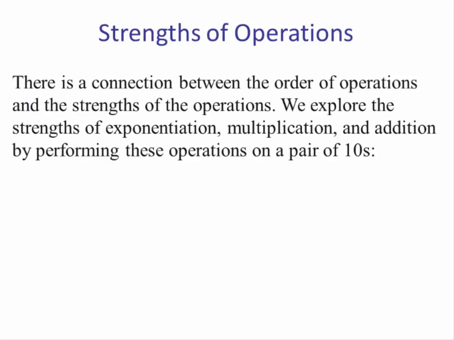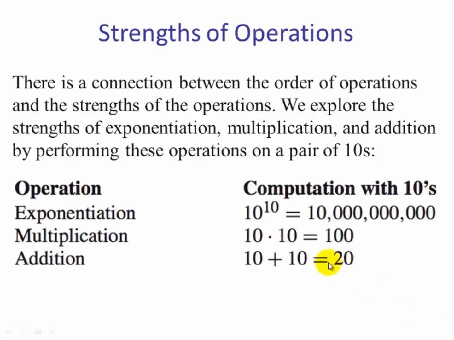There is a connection between the order of operations and the strength of the operations. We'll explore the strengths of exponents, multiplication, and addition using a pair of tens. If we take 10 and raise it to the 10 power, that is going to be a lot larger than 10 times 10, and 10 times 10 is larger than 10 plus 10. So this is the reason why we do addition last, because it's the weakest operation. This is the reason why we do exponents before we do multiplication.